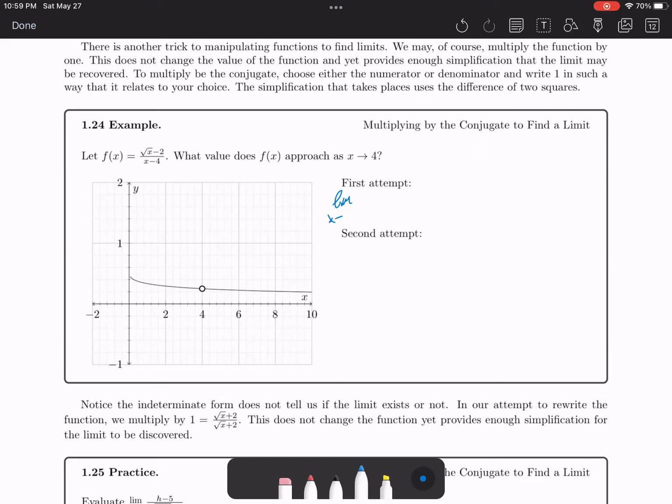So the limit as x approaches 4 of f of x is the limit as x approaches 4 of square root x minus 2 over x minus 4. Direct substitution leaves me with square root 4 minus 2 over 4 minus 4. Square root 4 is equal to 2. I get a 0 over 0, the indeterminate form. The limit may or may not exist. Let's try to play around with it and see if we can get a real number out.